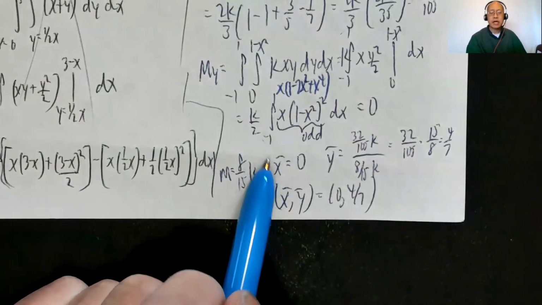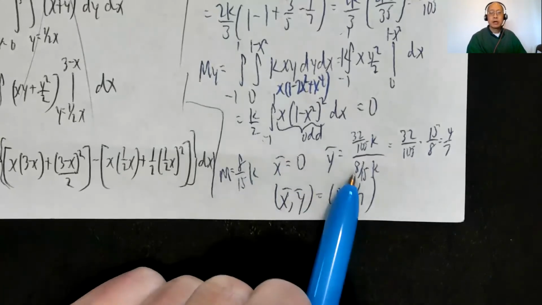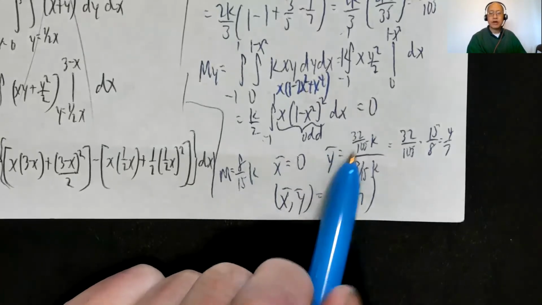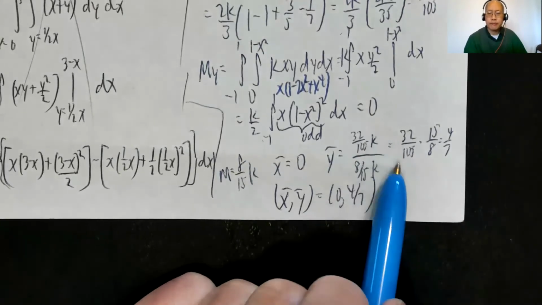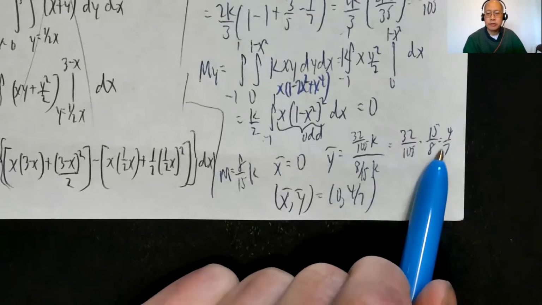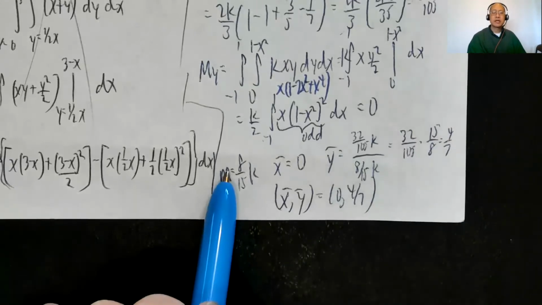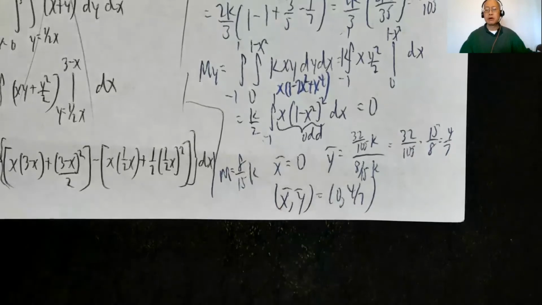Okay, so x bar is m sub y over the mass. That's automatically 0. Y bar is m sub x, 32 over 105k, divided by the mass, 8/15 k. K's cancel out, so 32 over 105 times the reciprocal of 8/15, 15/8. That reduces to 4/7. So the mass is 8/15 k, and the center of mass x bar, y bar, 0, 4/7.